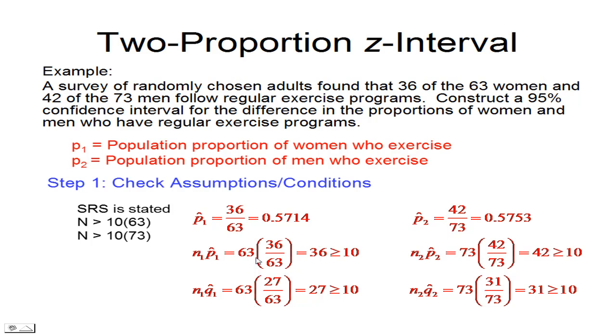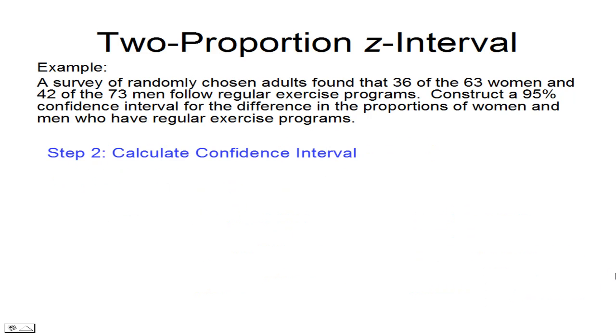So doing our condition for successes and failures, we have N1 P hat 1, that's equal to 36, and that's greater than or equal to 10. And N1 Q hat 1 is equal to 27, which is greater than or equal to 10. N2 P hat 2 is equal to 42, and N2 Q hat 2 is equal to 31, and they're both greater than or equal to 10. So the conditions have been met.